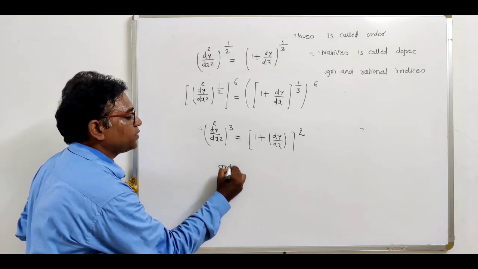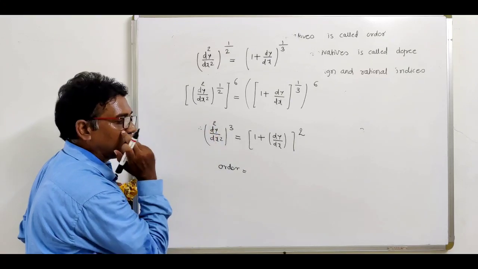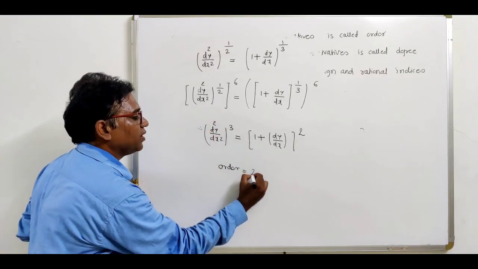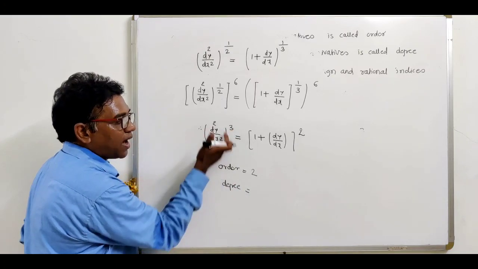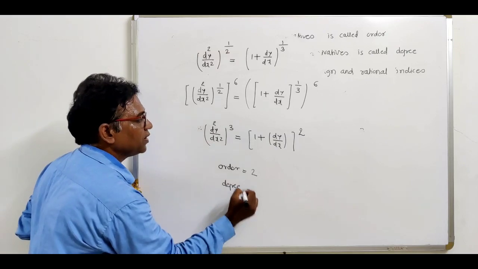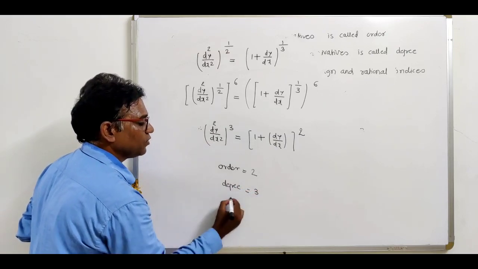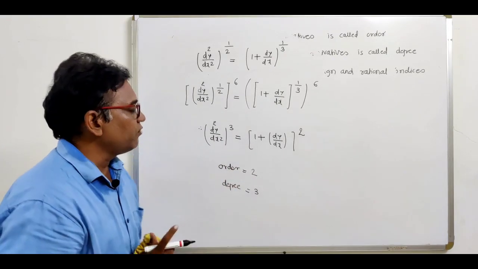So what is the order of this differential equation? D square y by dx square is the highest order derivative. So what is the order? It is 2. And what is the degree of this differential equation? It is the power of the highest order derivative. So what is the power? The power is 3. So the degree of this differential equation is 3. Now we can take one more example.